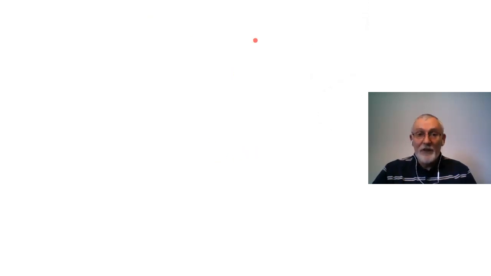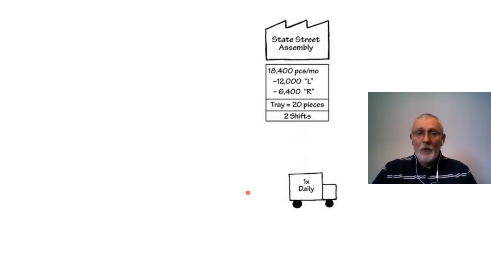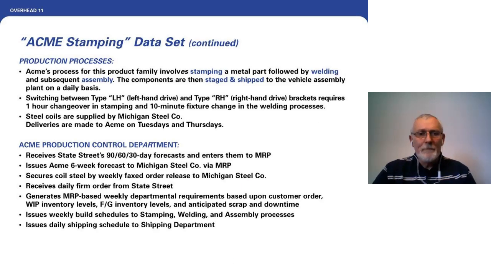So let me just enlarge this a little bit. We have our customer, we have their demand information, the way the product is shipped, the number of shifts they're working, and their daily shipment. So already, hopefully you're beginning to see that with the data we have, we're able to start mapping this.